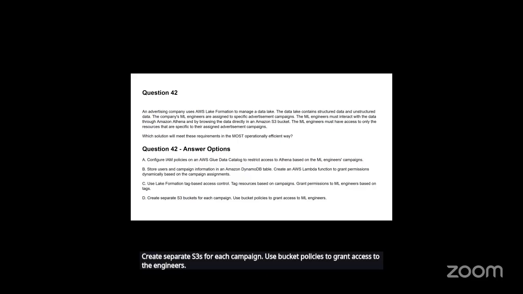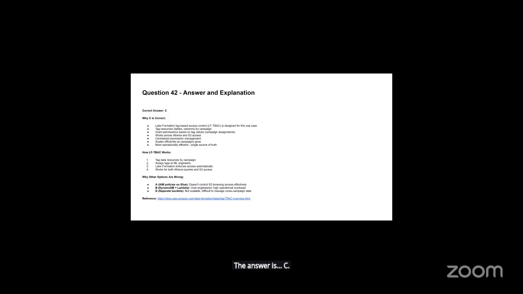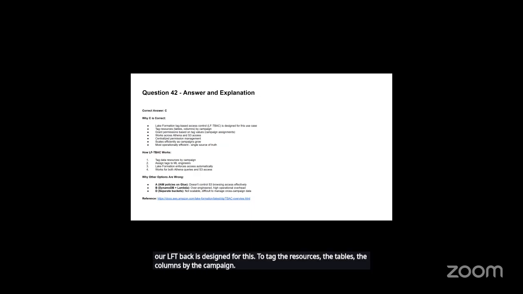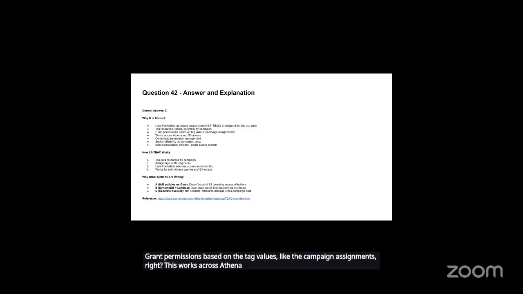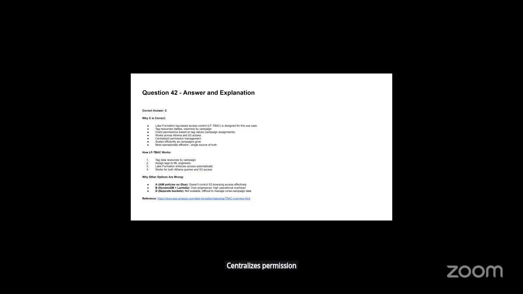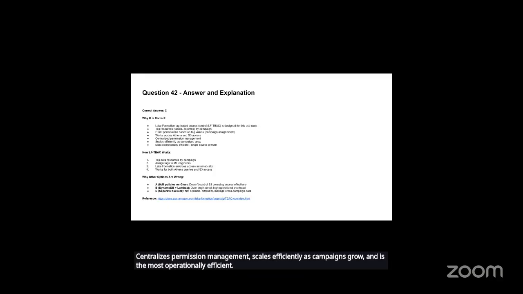The answer is C. Lake Formation tag-based access control, or LF-TBAC, is designed for this. Tag the resources, the tables, the columns by the campaign, and grant permissions based on the tag values, like the campaign assignments. This works across Athena and S3, centralizes permission management, scales efficiently as campaigns grow, and is the most operationally efficient, meaning there's a single source of truth.